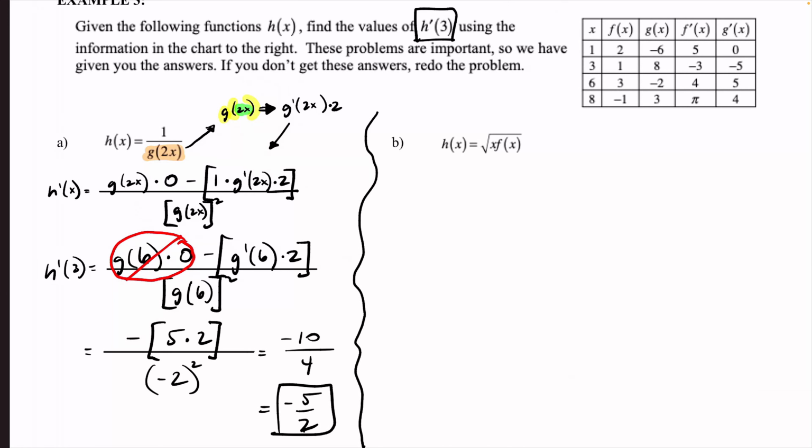Okay, so here we go. H of x. Well, h of x has a root. Anytime you find a derivative and you have a root, change it so that you don't have the root. So it's going to be 1/2 power.